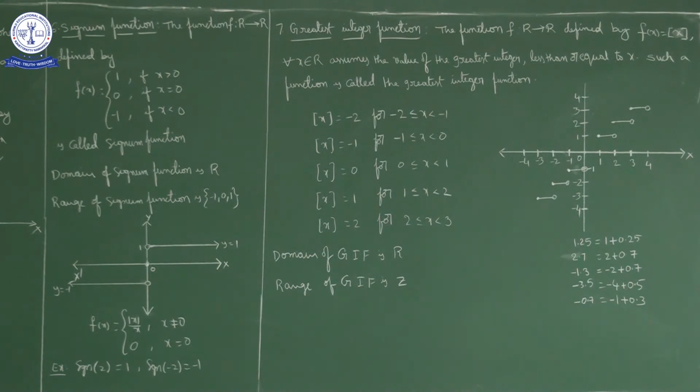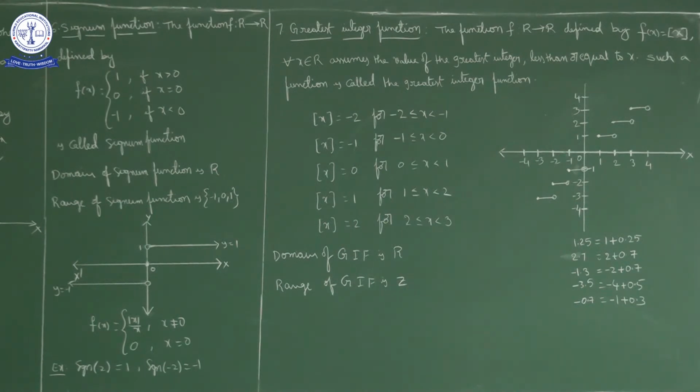Now, for example, Signum of 2 is what? 1. Signum of minus 2 is what? Minus 1. Signum of 3 is 1. Signum of 10 is 1. Signum of 100 is 1. Signum of 1000 is 1. Signum of minus 3, minus 1. Signum of minus 5, minus 1. Signum of minus 10, minus 1. Signum of minus 100, minus 1. So the Signum function for positive values gives 1, for negative values gives minus 1, for 0 it gives 0. That is the Signum function.